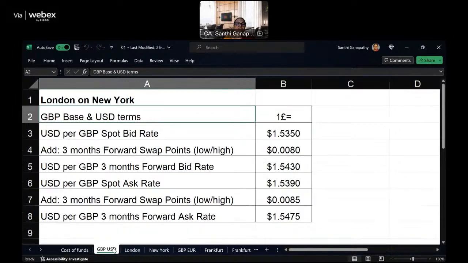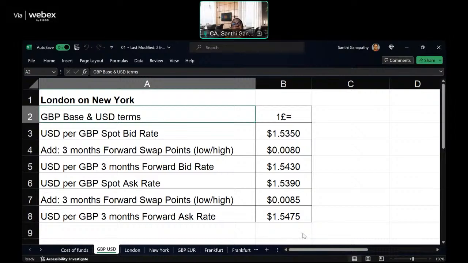Next, we have the GBP USD quote. 1 GBP is equal to so many USD. Therefore, GBP is the base, USD is the terms. USD per GBP spot bid rate is there. We are looking at a period of 3 months.